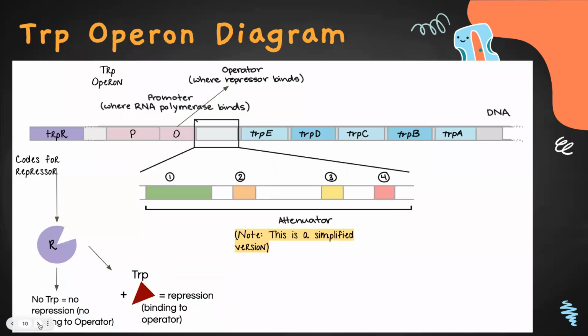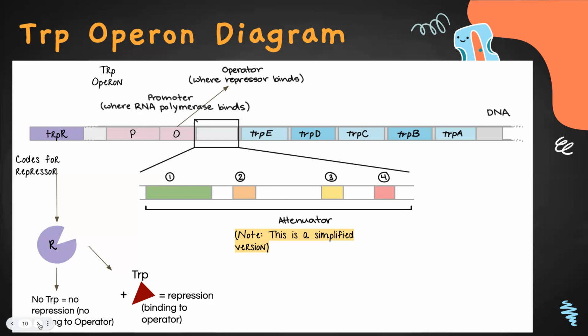Cool. Okay, so this is just a closer diagram of the tryptophan operon. So you have the repressor. This is the DNA strand, and then this is your repressor, because in order to get the repressor, it has to code for it. So it'll code for the repressor, and when there's no tryptophan around in the cell, there's nothing to bind to the repressor. So that means this is off. And if that's off, there's nothing to bind to the operator. So the entire operon is on.